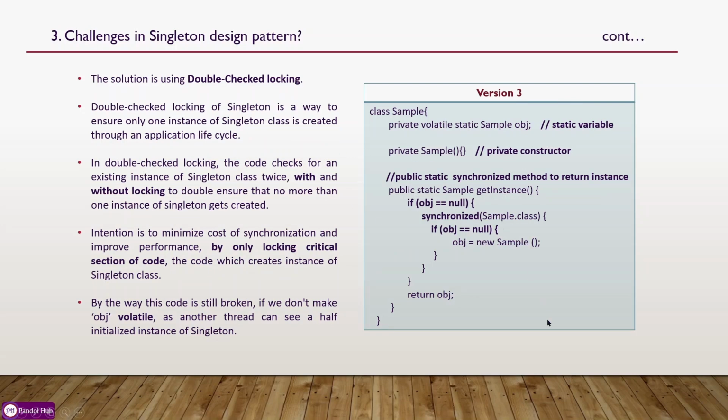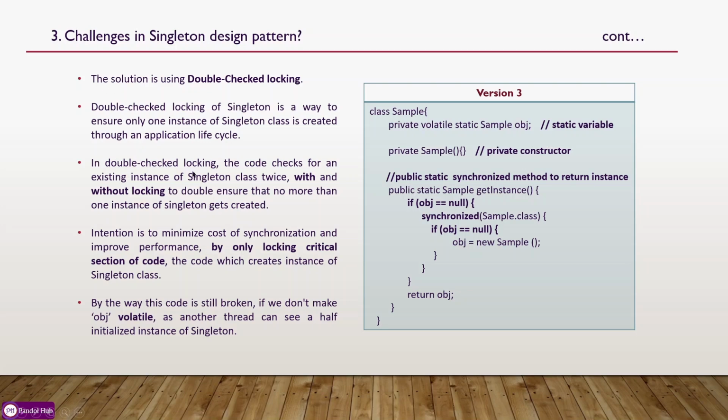So the next solution to overcome this is called double checked locking. So what is double checked locking? Double checked locking of singleton is a way to ensure only one instance of the singleton class is created through an application lifecycle. It is a kind of locking or checking mechanism so that only one instance is created for a singleton class, and the threads don't wait unnecessarily if the object is available.